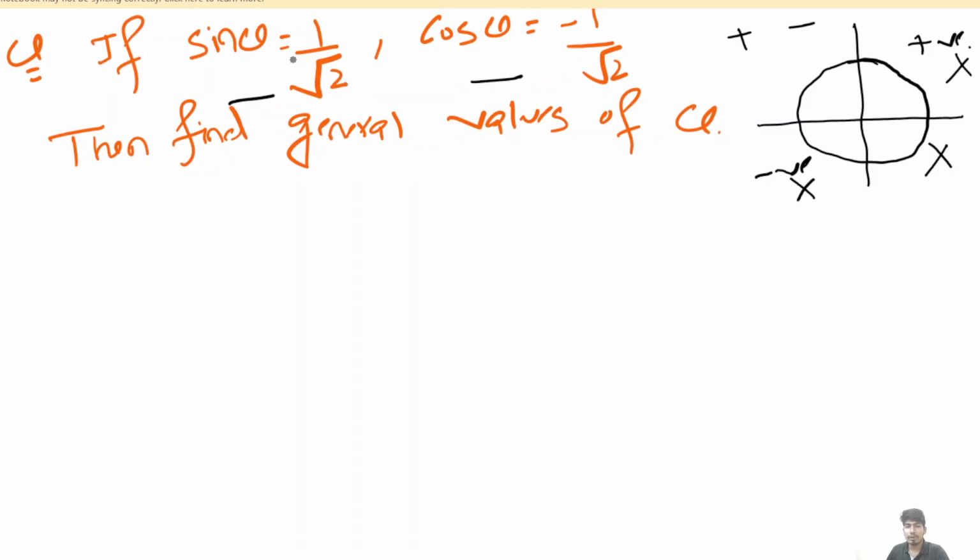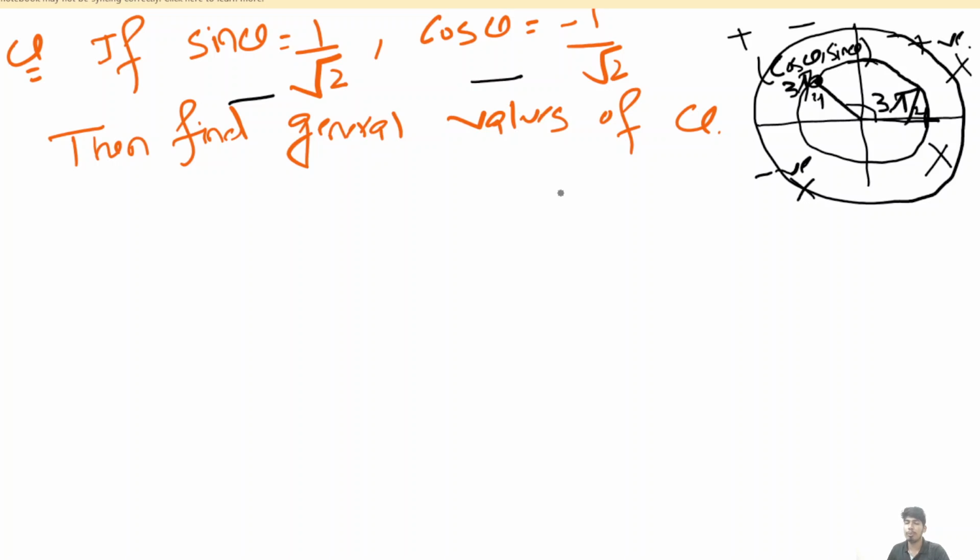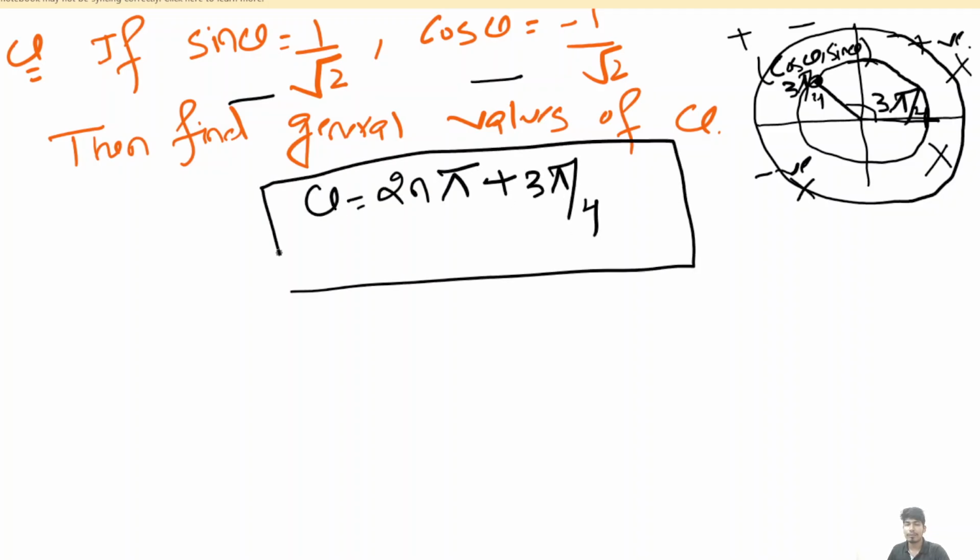And we know sin theta is 1 upon root 2 at 135 degrees. Then this angle becomes 3 pi upon 4. If we take another circle, it becomes 3 pi upon 4 plus 2 pi, so the value is 2n pi plus 3 pi upon 4. Theta is 2n pi plus 3 pi upon 4, where n belongs to Z, integers.